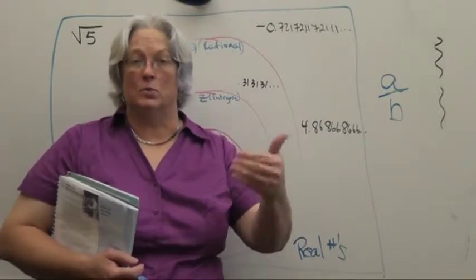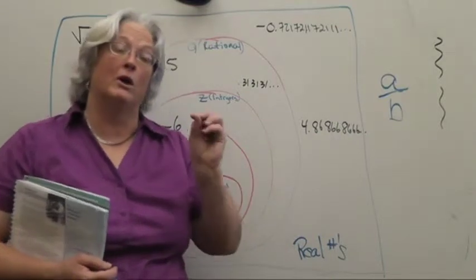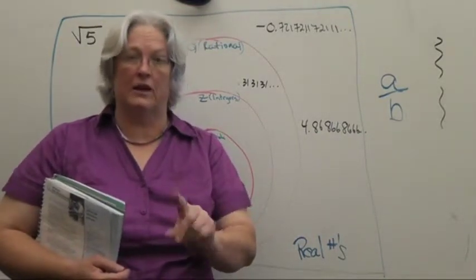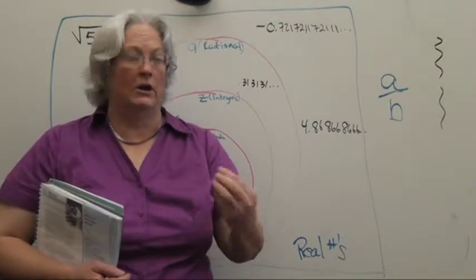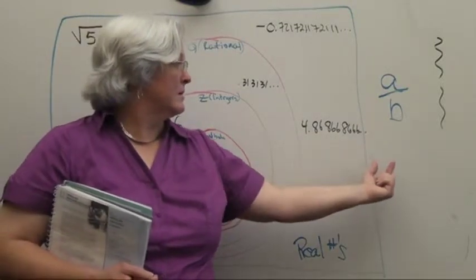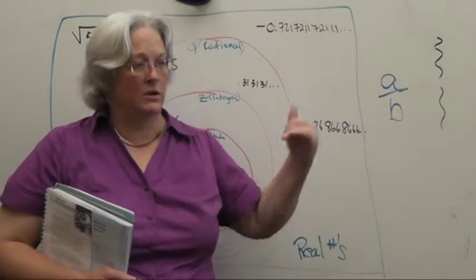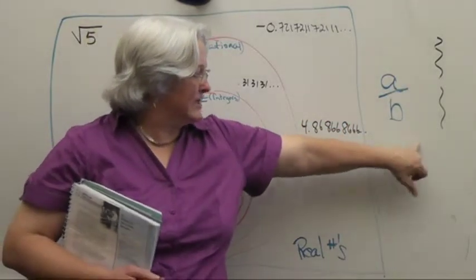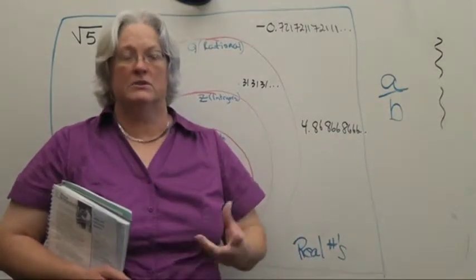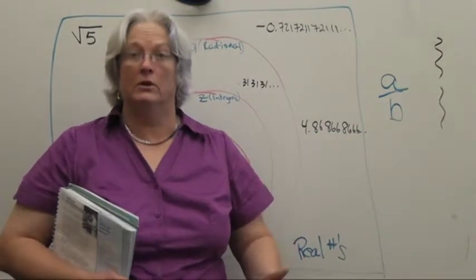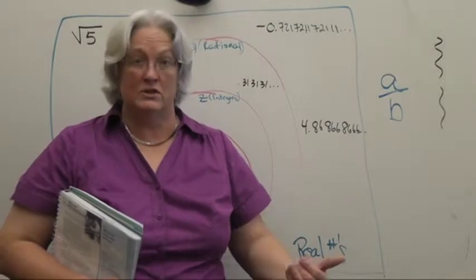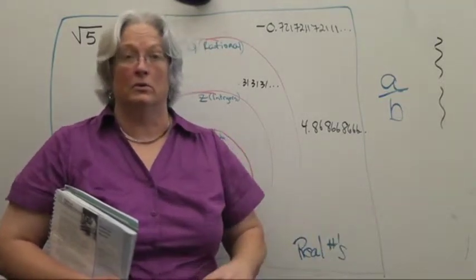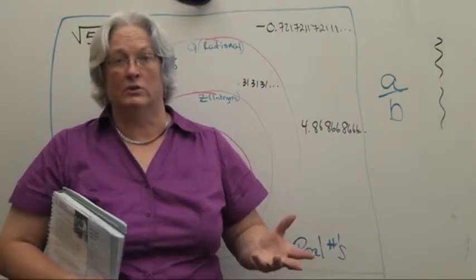Because when you're finding the square root of a number, you're looking for a number that you use as a factor twice, and the product is the number that's underneath your radical sign symbol. It's called the radicand. So the square root of 4 is 2, because 2 used as a factor twice, or 2 times 2, is equal to 4. So that's a rational number.